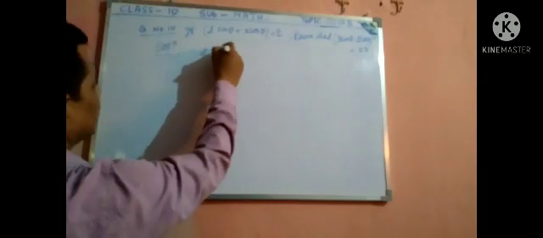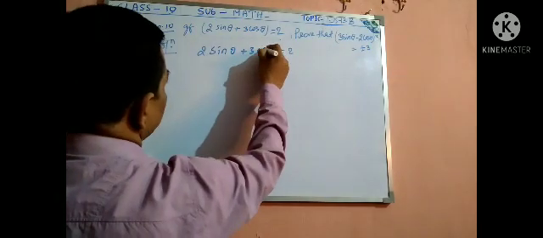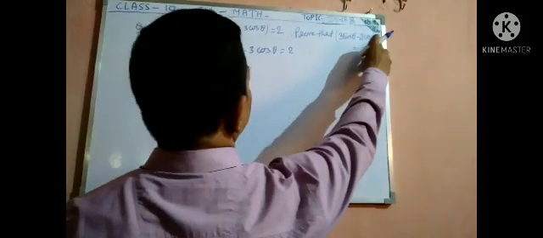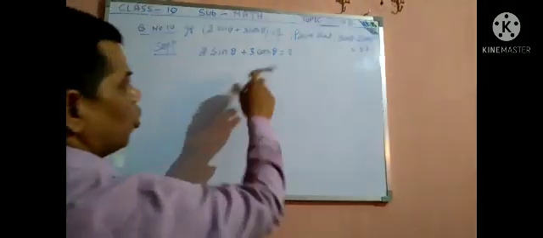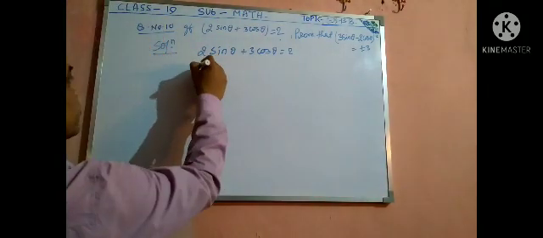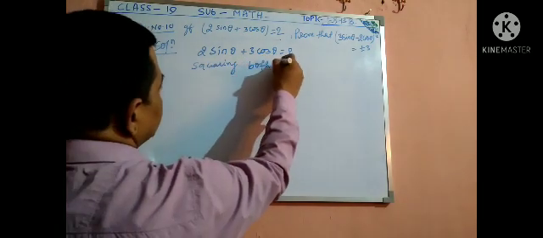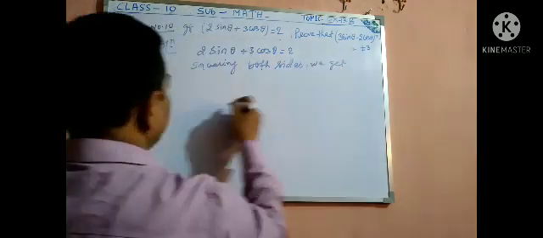2 sin theta plus 3 cos theta is equal to 2. Then we take the value to prove that this value, 3 sin theta minus 2 cos theta, is equal to plus minus 3. So this term is plus and this term is minus. So then, squaring both sides, we get.